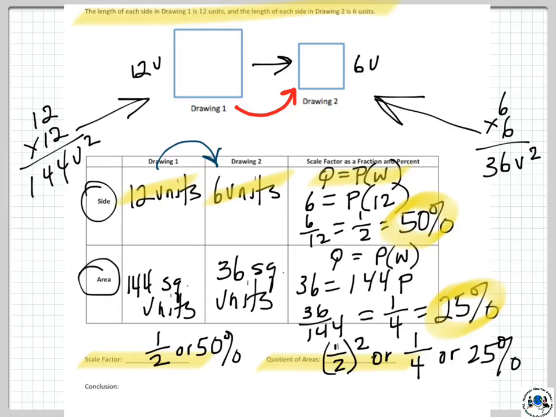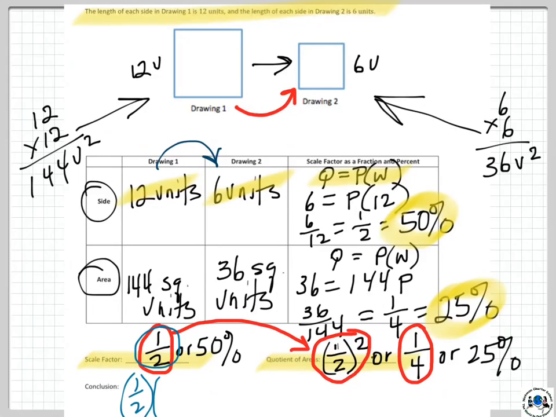Okay, and again, here is the key right here. We've just taken our one-dimensional scale factor and squared it to get our two-dimensional scale factor. And that pretty much is the conclusion part that they were asking about.